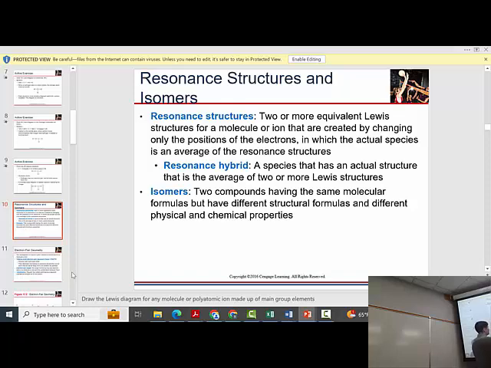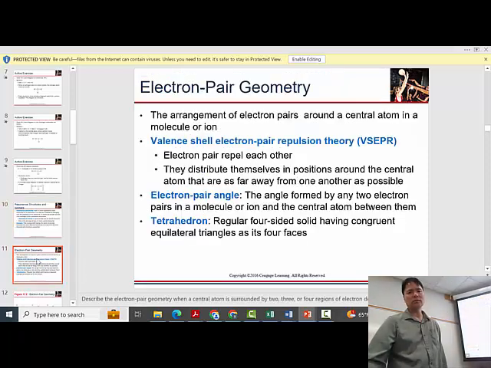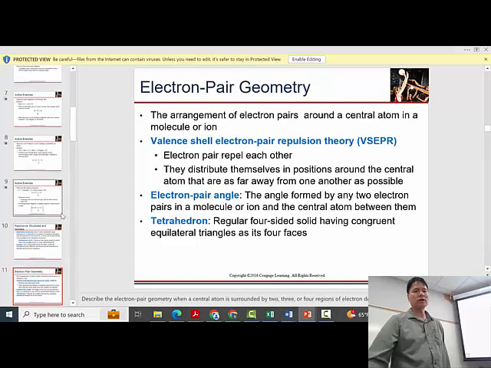The resonance hybrid is the actual structure that is an average of 2 or more, so it's a hybrid of the individual structures. Then we have isomers, 2 compounds having the same molecular formula but different structure. We'll look at those as well. These we're going to go through quite quickly. So those are for drawing Lewis structures. And then we look at the shape using electron pair geometry, or VSEPR.